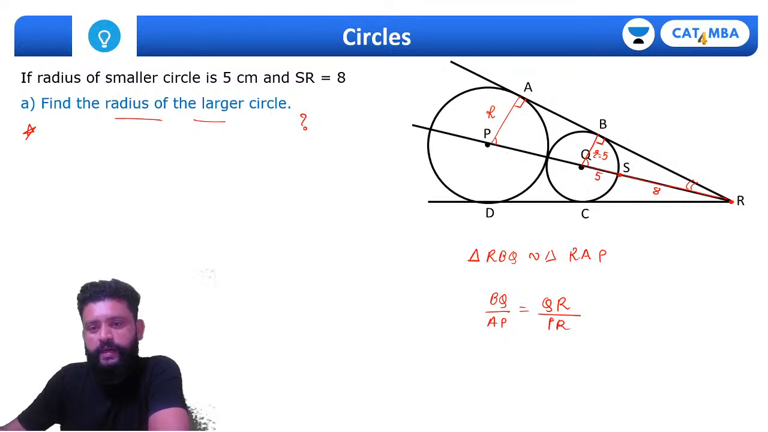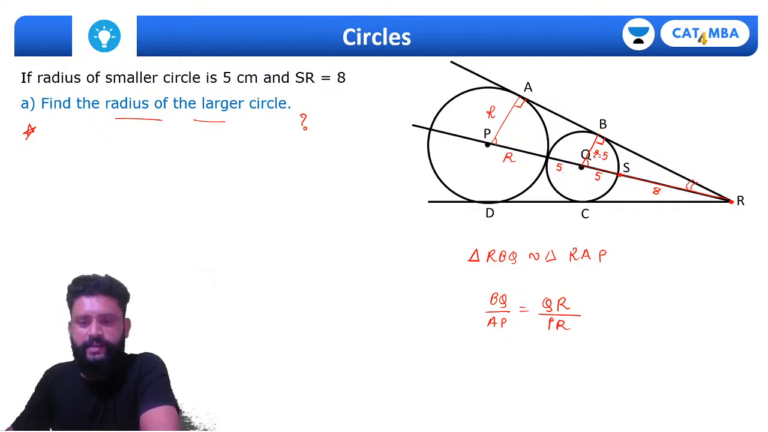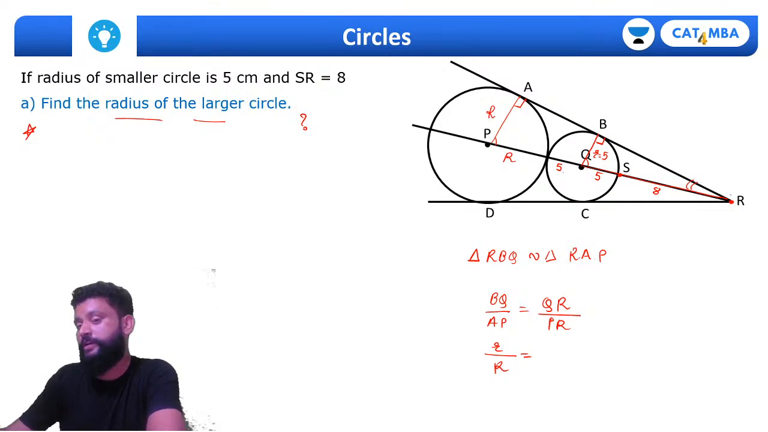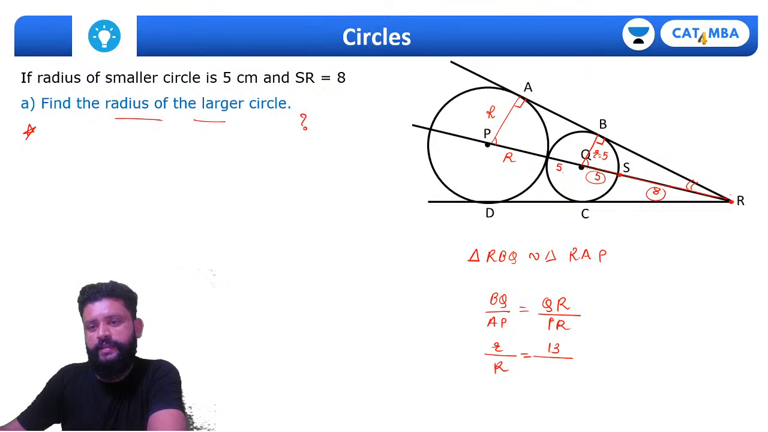We don't know the value of PR, but we know this is R and this is 5. So 5 + 5 is 10 + 8. BQ is nothing but the radius of the smaller circle and AP is the radius of the bigger circle, which has to be equal to QR. QR is the one whose length you know directly, 5 + 8, that is 13. And here it will be 10 + 8, 18 + R. So PR is R + 18.